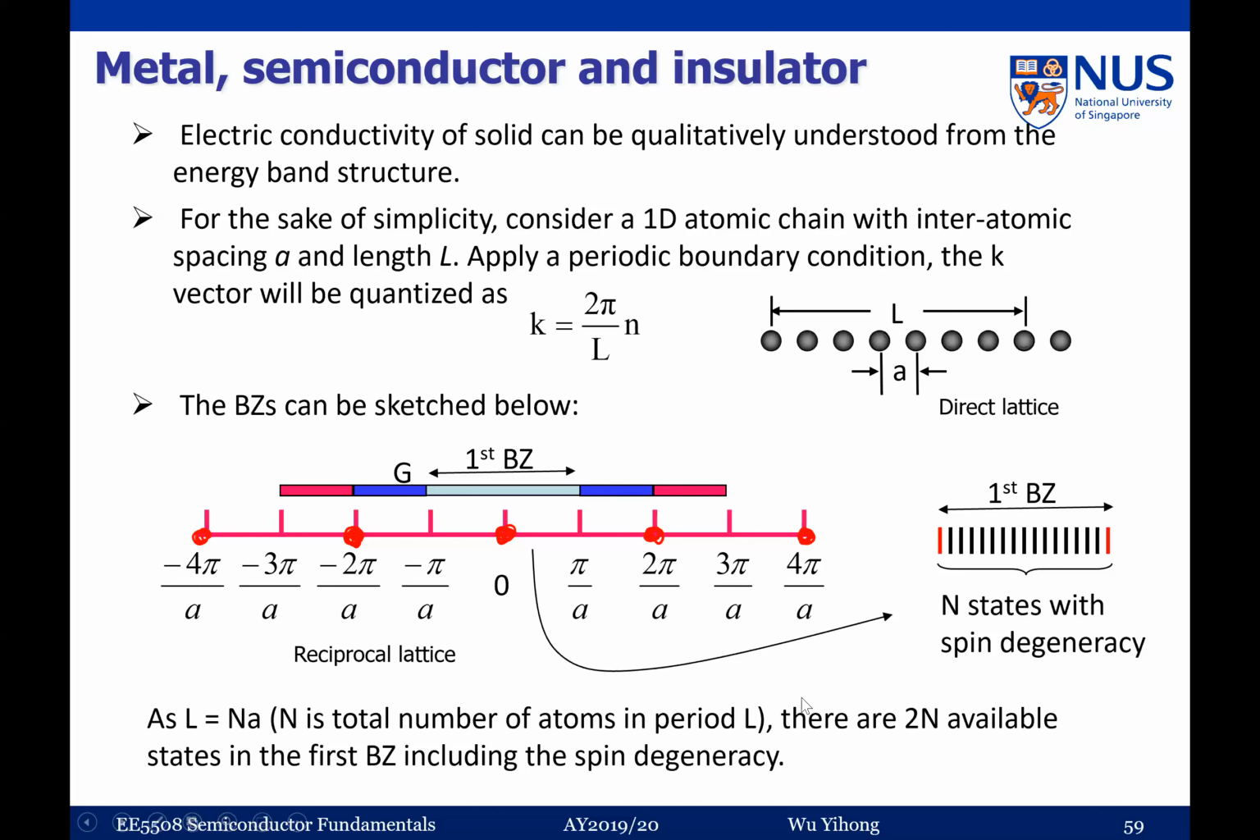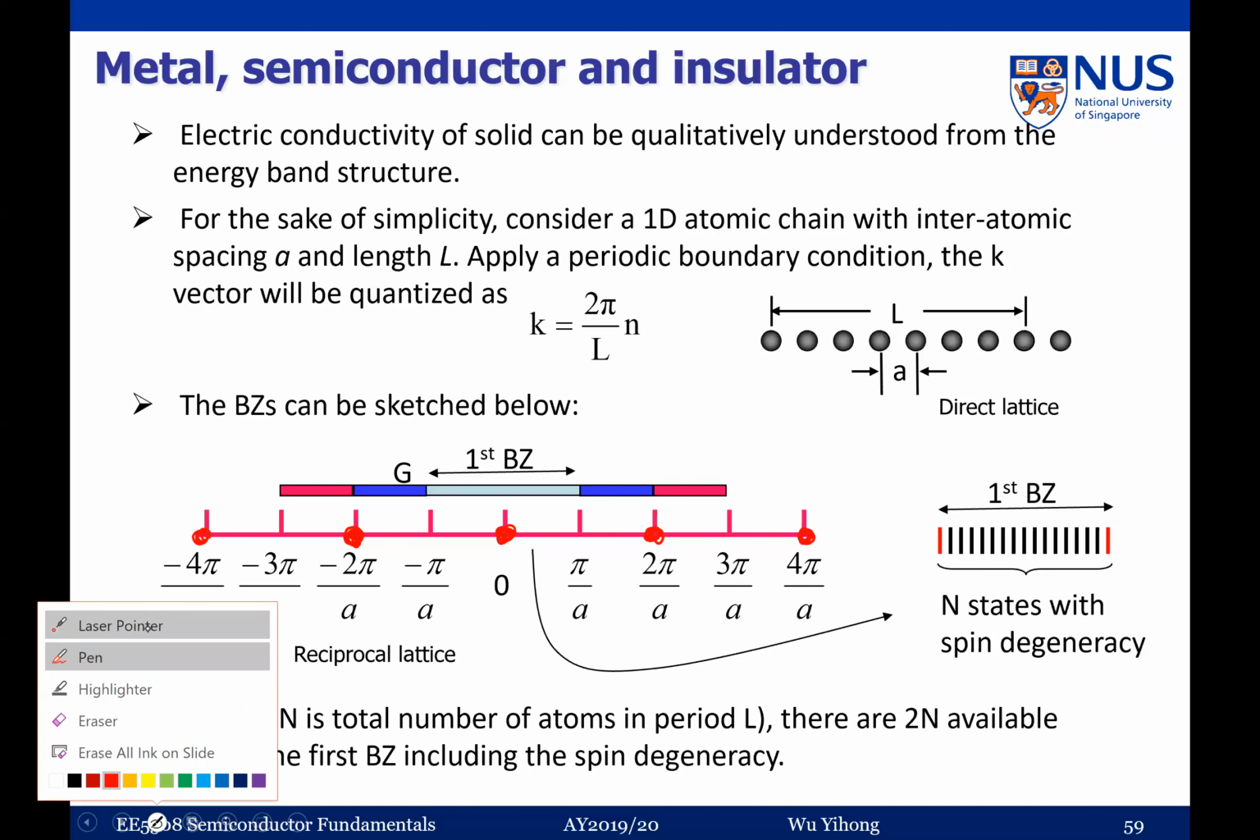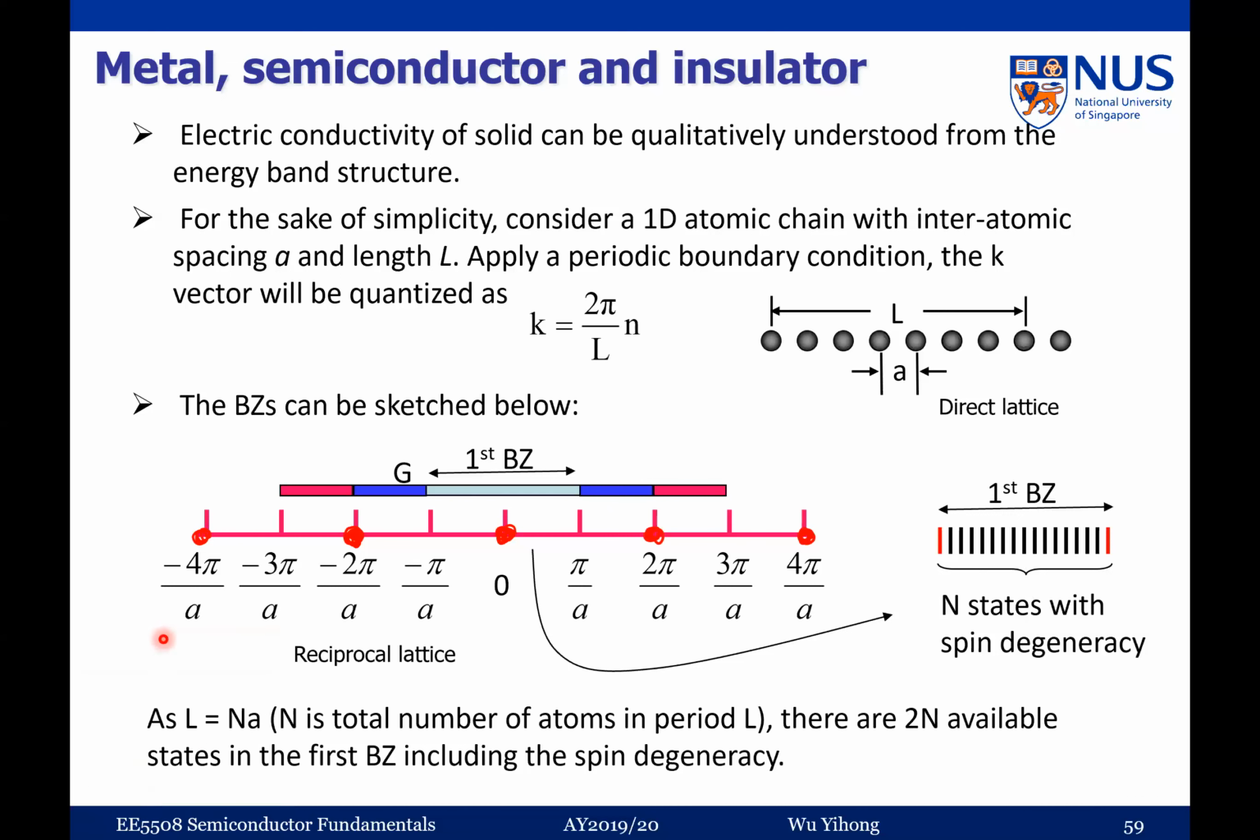So this means that within the first Brillouin zone, you can have 2n states for electrons to occupy, okay? So you have n k states, but 2n electronic states. This is because each k state can be occupied by 2 electrons, since electrons have different spin, okay? So overall in the first Brillouin zone, you can put 2n electrons, right? So that's what we have.